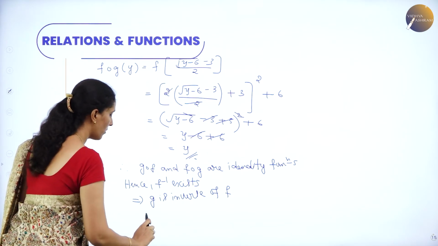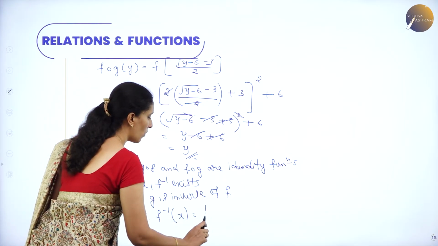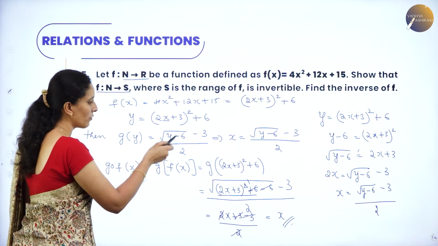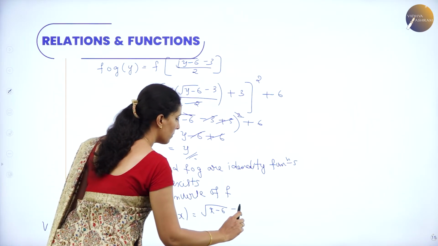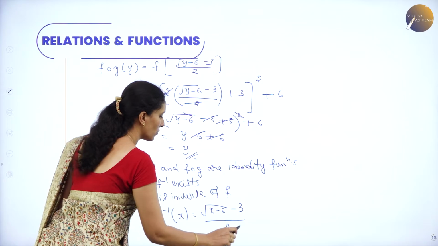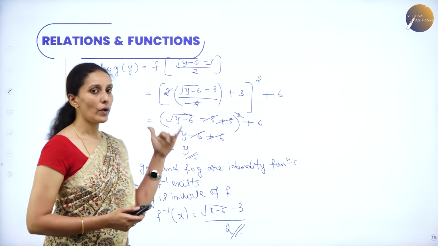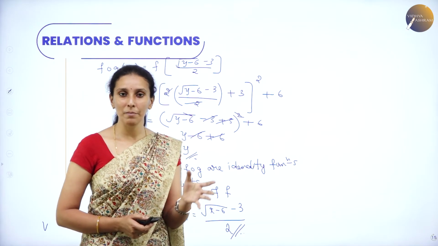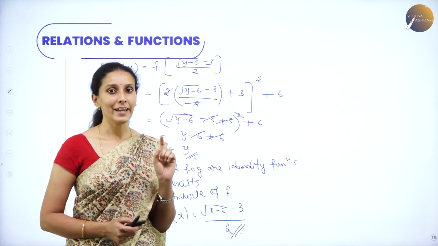So therefore f inverse of x can be written as root of, so just replace y minus 6 by x, x minus 6 minus 3 divided by 2. So this is the inverse of the given function. All these questions carry 5 marks, very important for your examination. There will be one question from invertible functions.